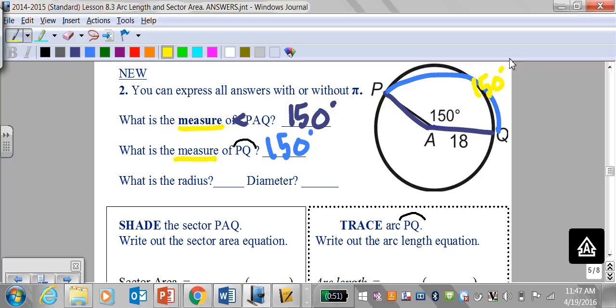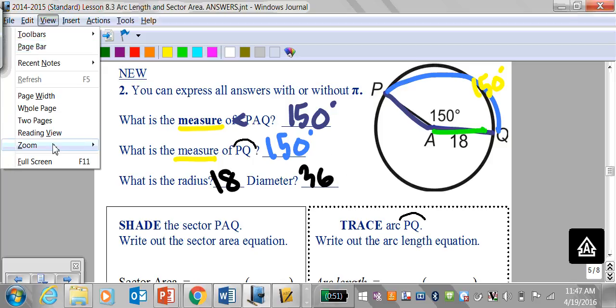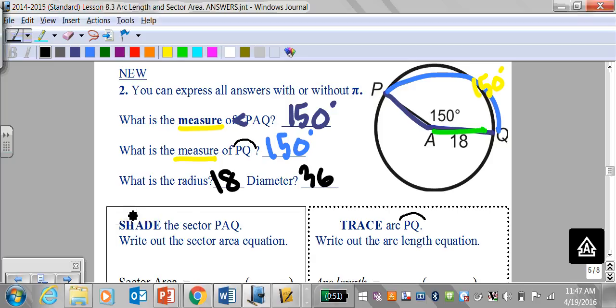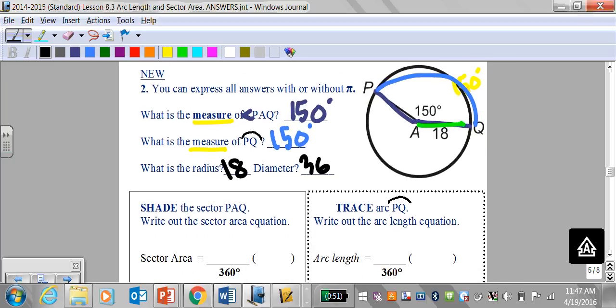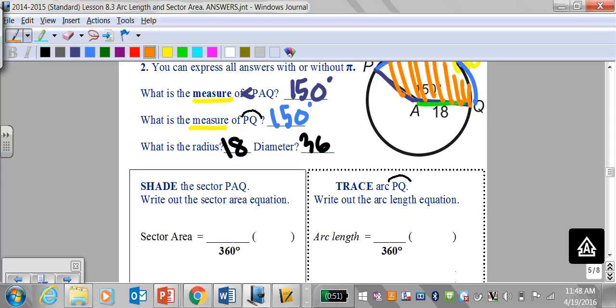Exactly. Ms. Hines, what's our radius? Mr. Twist, what's our diameter? Okay. Now, let's do our math here. I want you to shade the sector area PAQ. Shade it. That's what we're finding first.